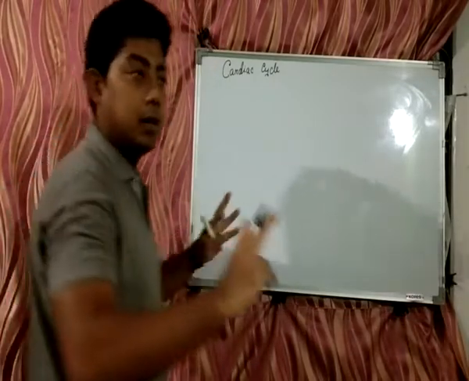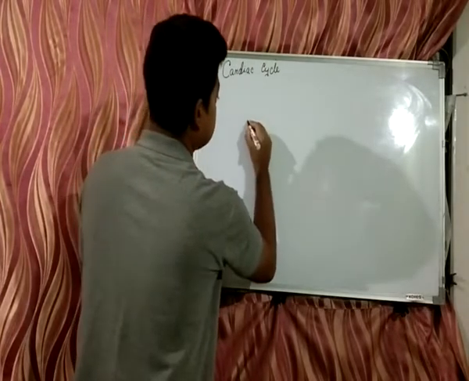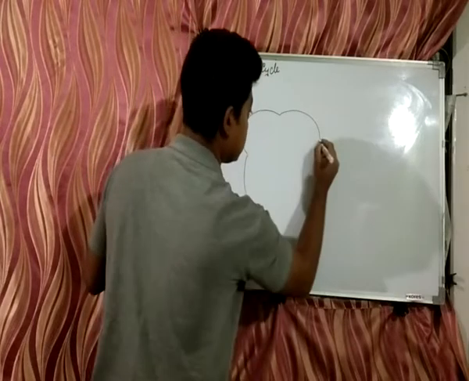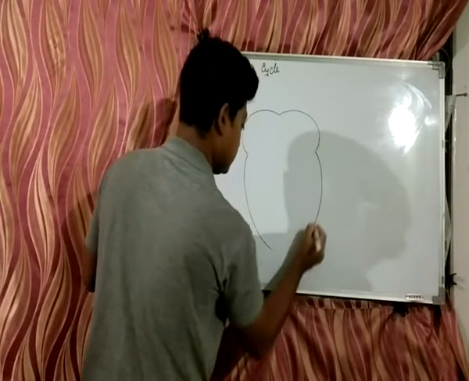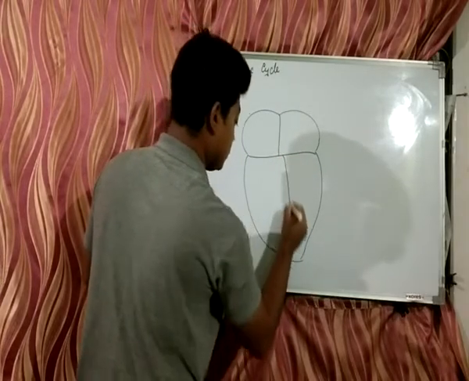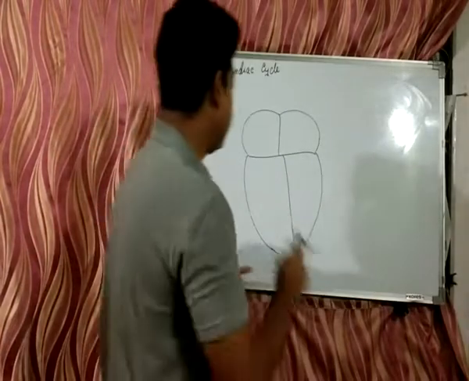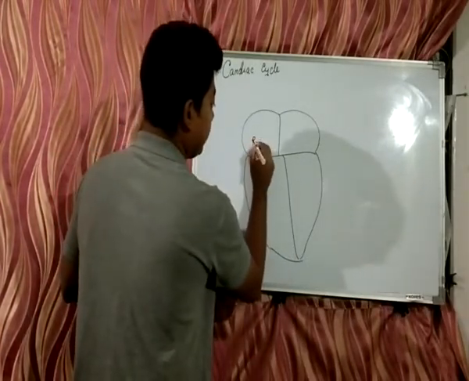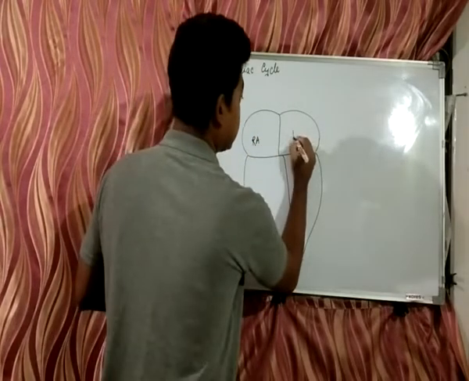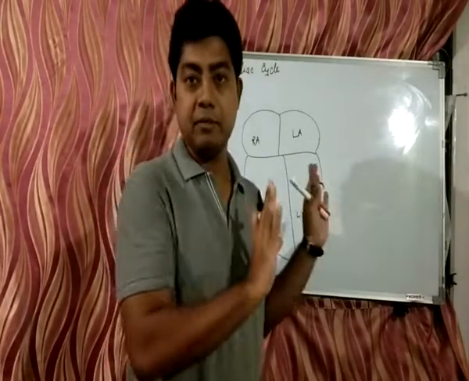Now I am going to draw a very rough diagram of the heart. So we already discussed that the heart contains 4 chambers. This is called the right atrium. This is called the right ventricle. This is the left atrium, and this part is the left ventricle. Already I discussed this in my previous lecture.